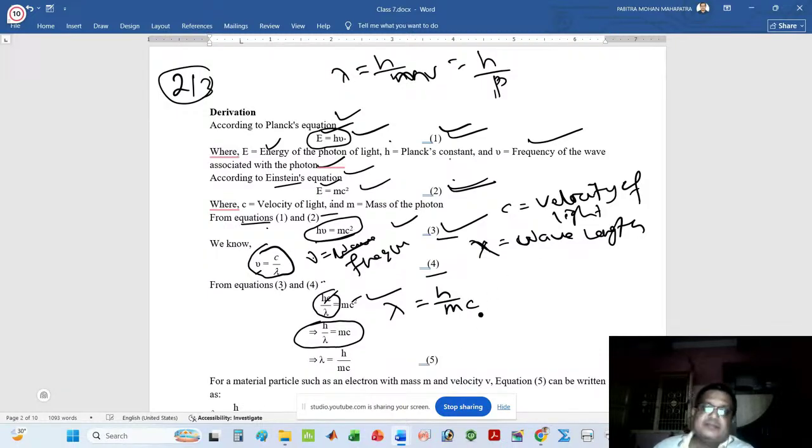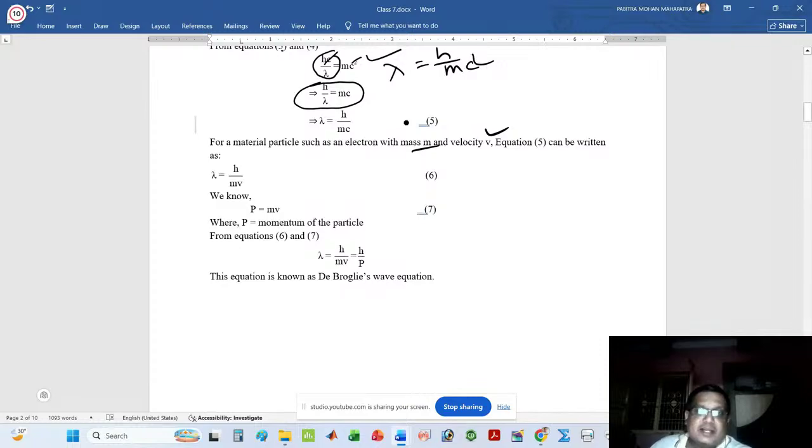Here c is the velocity of light. If you think about the lambda value for an electron, which has mass m and velocity v, the velocity of light is denoted by c, but for any other species you can write the general term v. So for material particles, an electron with mass m, velocity v, equation 5 can be written as lambda is equal to h by mv. This is your equation 6.